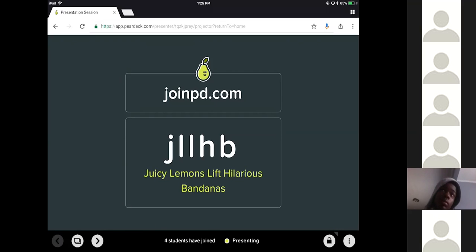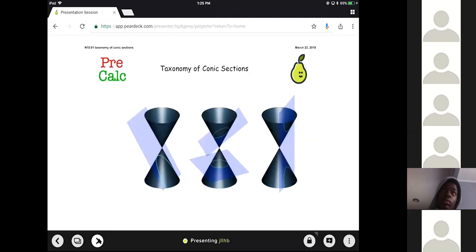If you're logging into Pear Deck, remember that the code always appears in the bottom center of the window. So. All right. So hopefully you see this thing.